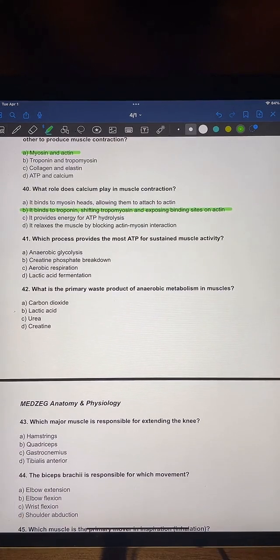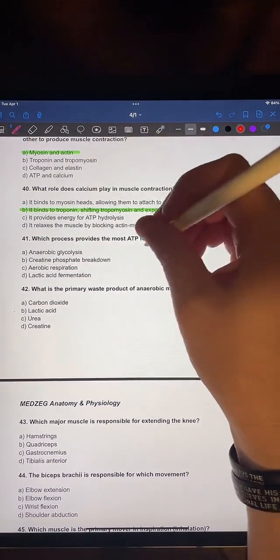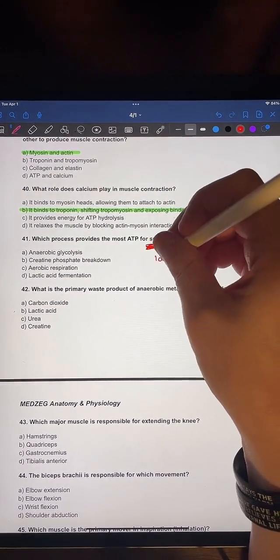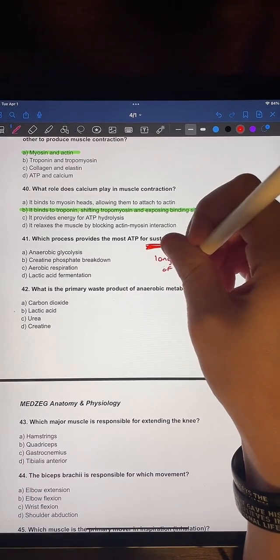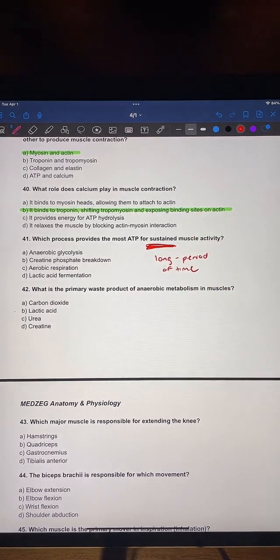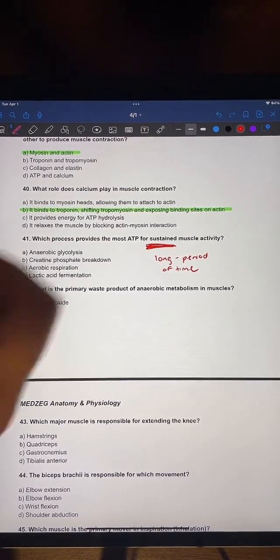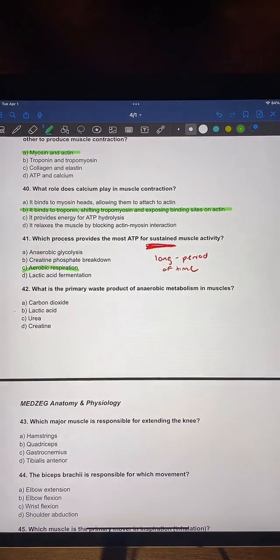Number 41, which process provides the most ATP for sustained muscle activity? Again, think of sustained. This is the key word here, sustained, meaning a longer period of time. Let's think about that first before I answer. Awesome, it is C. 41 is C, aerobic respiration.